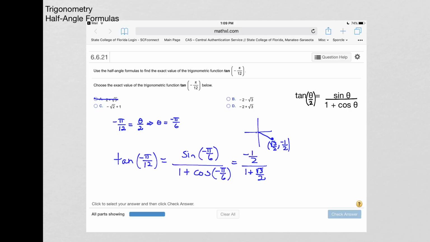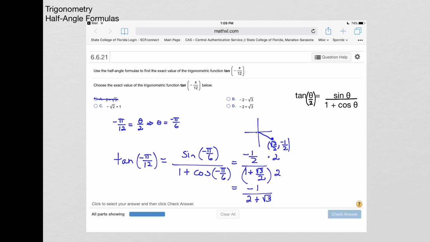Now I'll multiply both the numerator and the denominator by 2, and that will eliminate that mini fraction within the problem. And so I have negative 1 over, distribute the 2, and I get 2 plus the square root of 3.